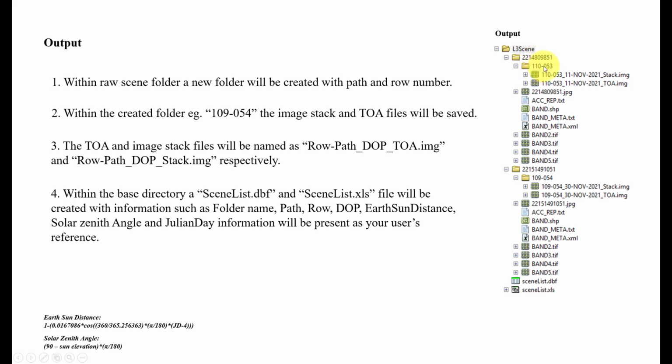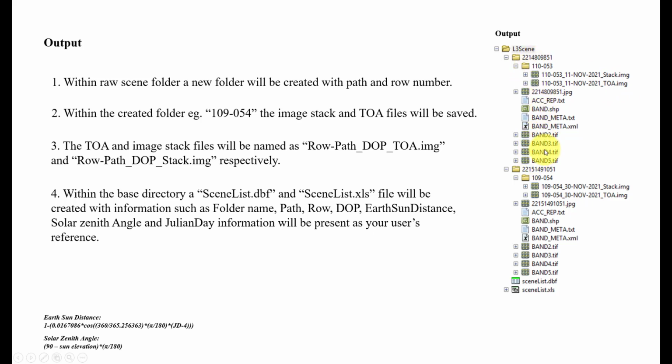From where has the scene name been derived? From the metadata file we have extracted using programming. All that information has been extracted and the folder has been named based on the row and path. Within that, two files will be generated based on your selected options. What are those? One is the stack image and the other one is the TOA image of that respective folder.